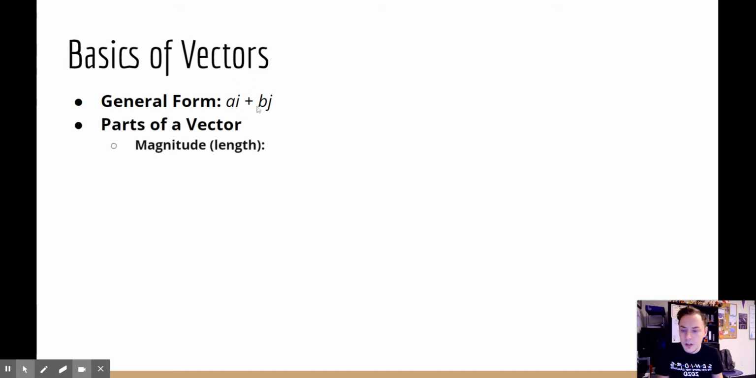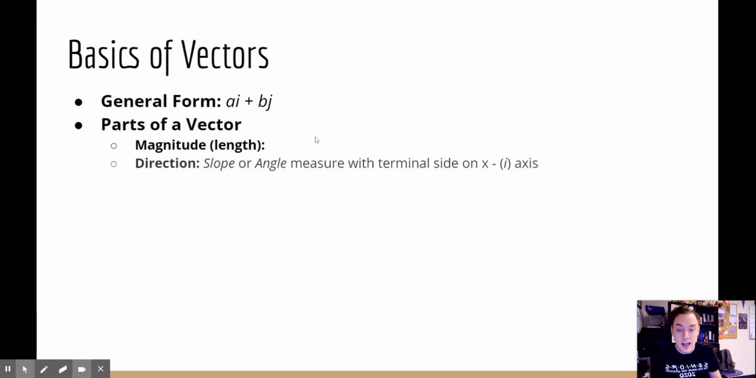What are some parts of the vector? Well, there's two primary parts. The first part is magnitude and length, and I'm going to show you what that definition and formula is in a bit. And then the second part is the direction, or what we call the slope or angle measure with the terminal side on the x or y axis. So just like complex numbers, you have a real axis and then the imaginary axis. In vectors, you'll have an i-axis and then the j-axis, just like an x and then a y-axis. So it's very similar to your real axis and then your complex number axis. Just like I said, vectors on the ij plane instead of xy.